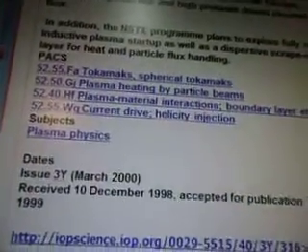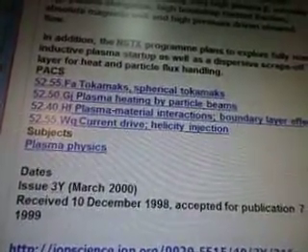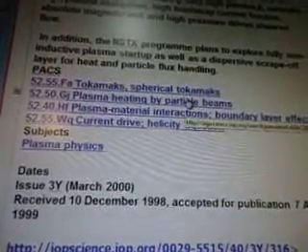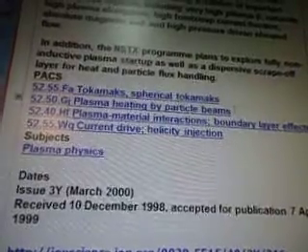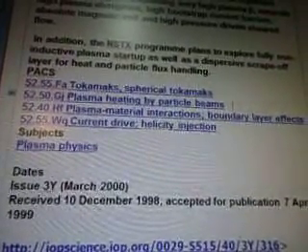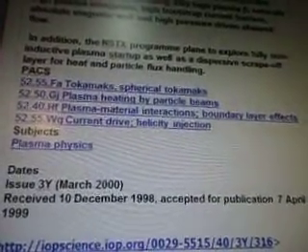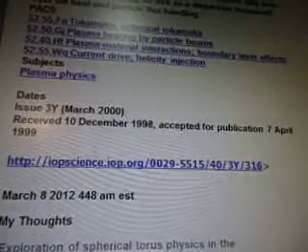Again, the NSTX is going to be studying tokamaks, spherical tokamaks, plasma heating by particle beams, which I haven't looked up yet, but that's something we're going to need for the UFO engine. We're going to need to heat up the plasma and the particle beams with that. And I got a particle gun for you to use with it. It's another invention that someone has posted.